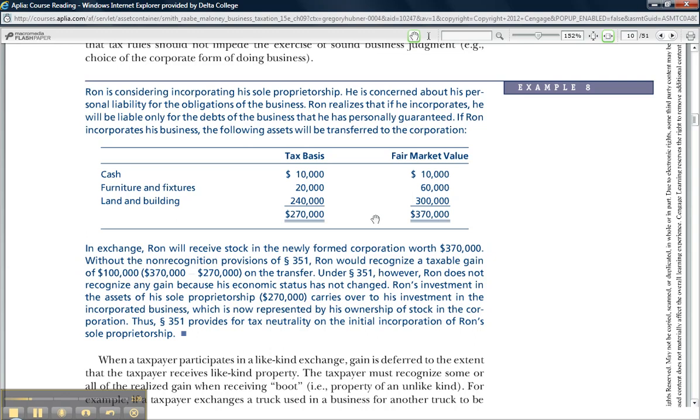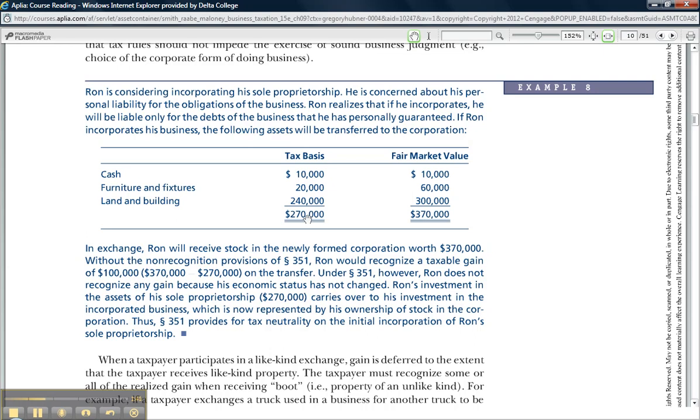The thing that's important to realize is, in a normal situation, if this guy was going to transfer these assets to somebody else and get value back in return, which is stock in a corporation that has assets in it, that's called a sale. So he would be selling these three assets to the corporation with a $370,000 proceeds amount and a basis of only $270,000. So he'd have a gain of $100,000.